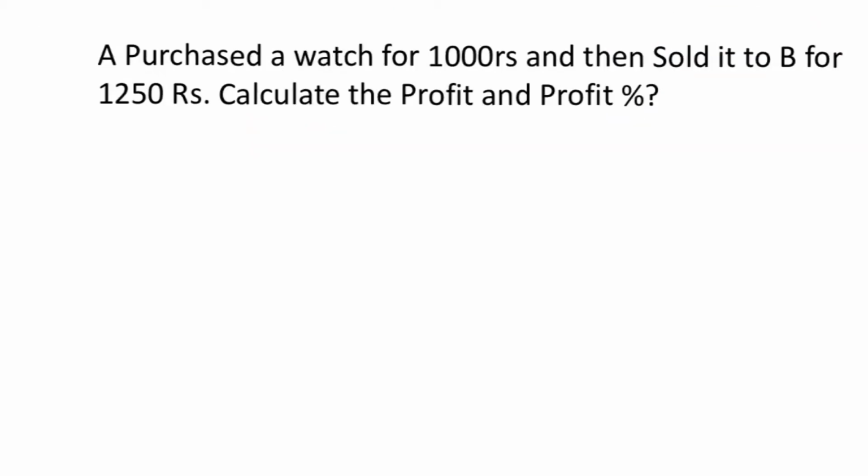A purchased a watch for 1000 rupees and then sold it to B for 1250 rupees. Calculate the profit and profit percent. Calculate the profit, meaning profit in rupees. Cost price is 1000, selling price is 1250. So there is a profit of 250 rupees.